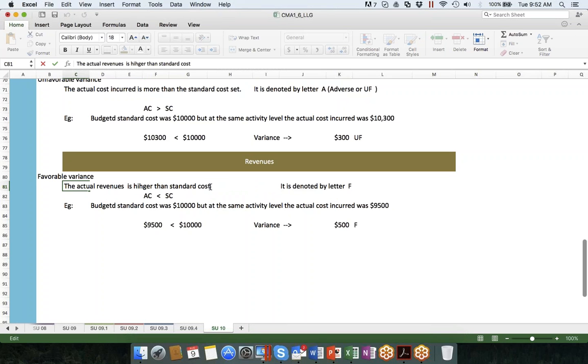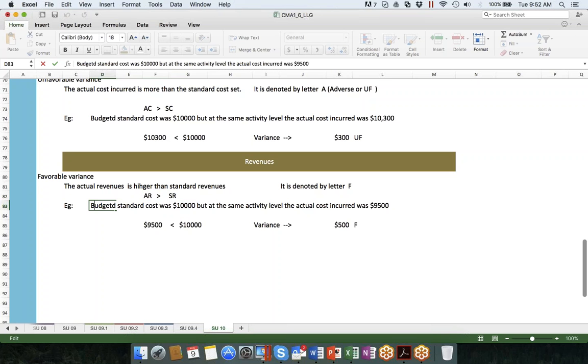Is standard revenue or budgeted revenue. So here actual revenues should be greater. Please think in the other way. It should not be less, it should be greater. Actual revenue should be greater than the standard revenues or budgeted revenues.